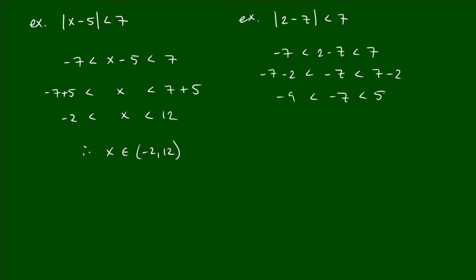Well, you're looking for the values of z, not negative z, right? So to get rid of that negative in front of the z, you're going to multiply by negative 1. And remember, when you multiply by negative 1, the signs change, right? So you're going to end up with 9 is greater than z, which is greater than minus 5. So when you rearrange, you can have minus 5 less than z, less than 9. And that's it. That's your solution that would make the inequality satisfy. So therefore, z is in between minus 5 and 9.